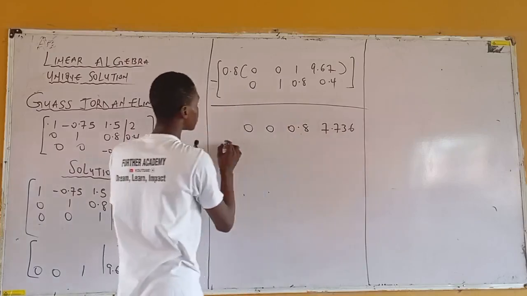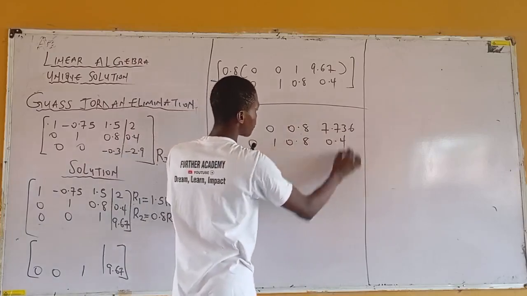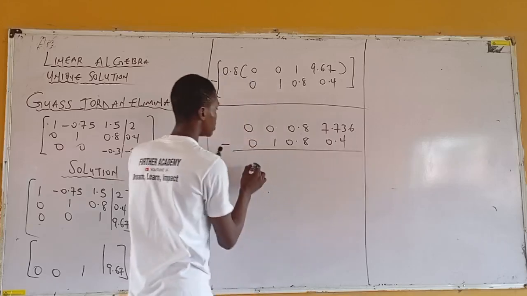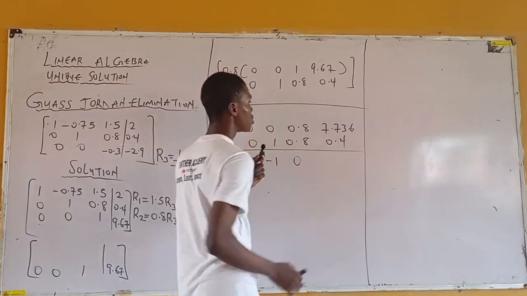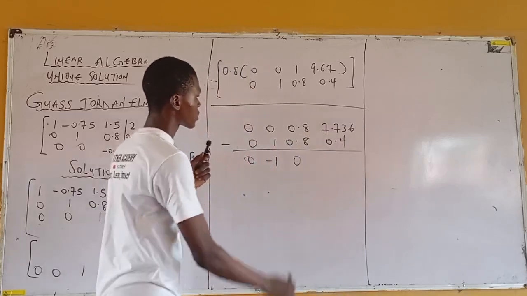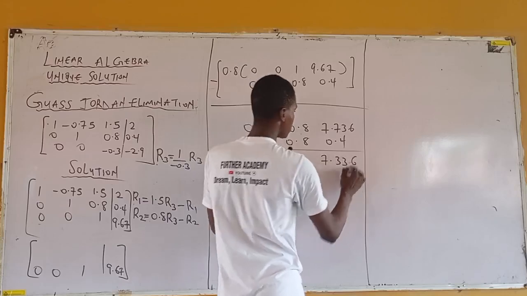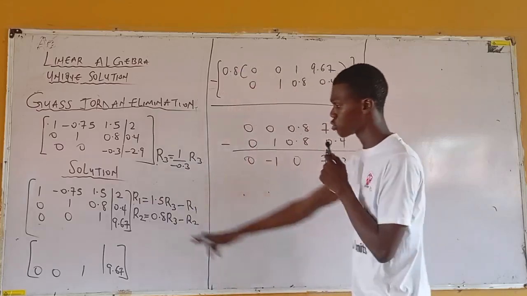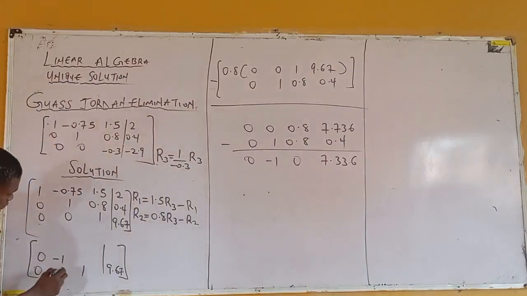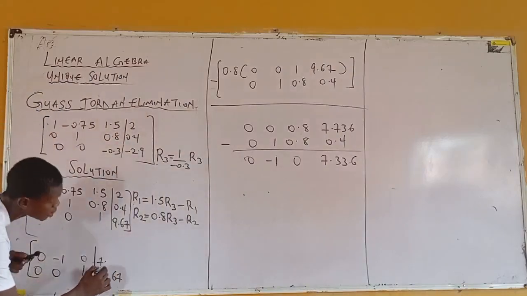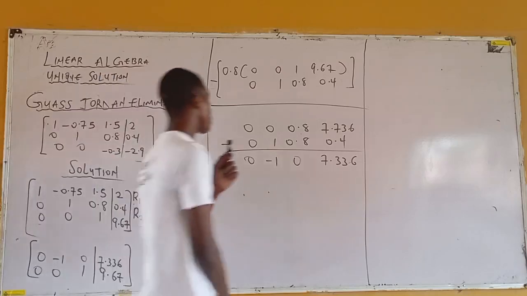7.736 minus 0, 1, 0.8, 0.4. This gives us 0, negative 1, 0, and this is 7.336. So substitute this as your row 2. So what do you have? 0, negative 1, 0, 7.336.